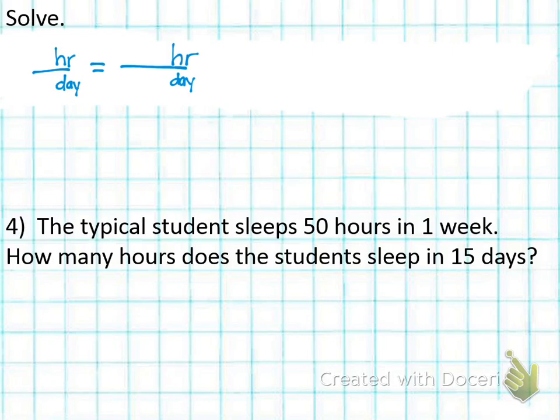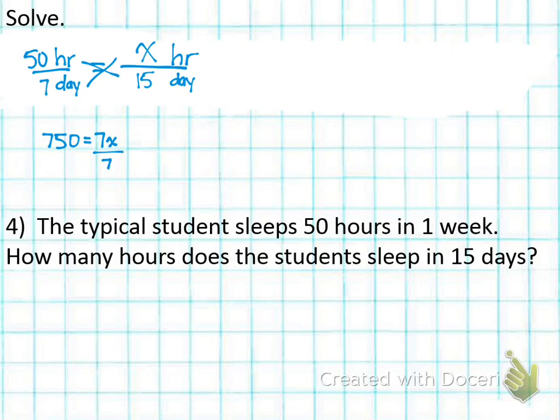What information does it give us for our first proportion? The student typically sleeps 50 hours in how many days? 7 days. Good. So what's the question asking? How many hours. So what should I put in front of hours? X. Okay, good. How many days? 15. Okay, go. 107.14. Okay, so it's 50 times 15 is 750, which is equal to 7 times x, which is 7x.